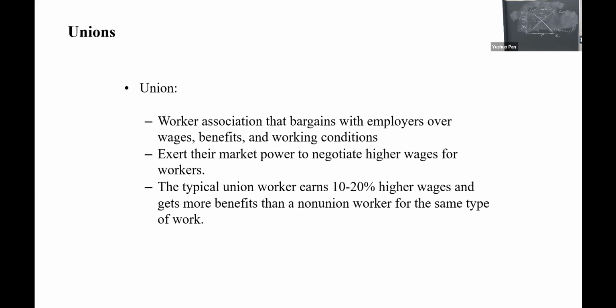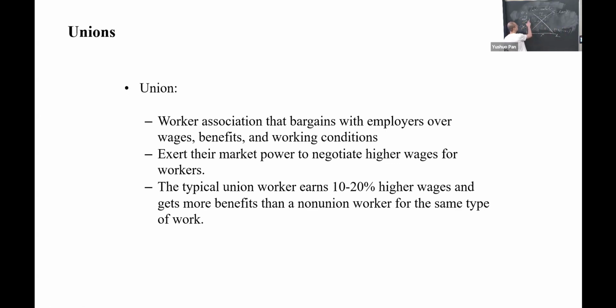They have some kind of market power here. The typical union workers earn 10 to 20% higher wages and get more benefits than non-union workers for the same type of work. Since people in the union have market power, they are going to negotiate with the firms, which will cause the wage to go up, right? So it is above the equilibrium wage.